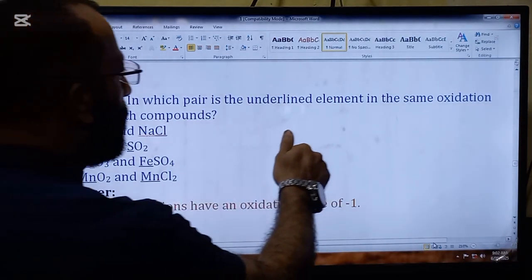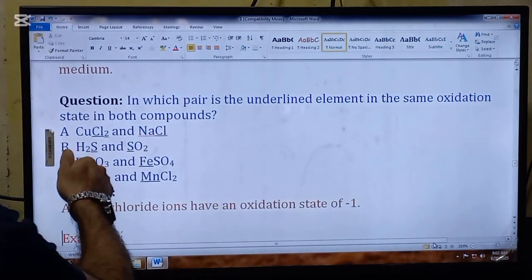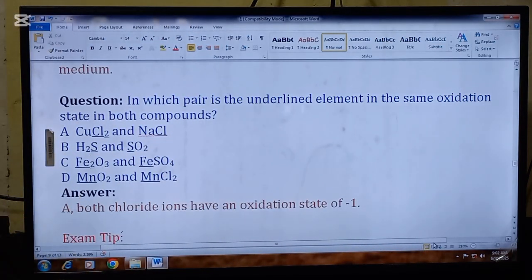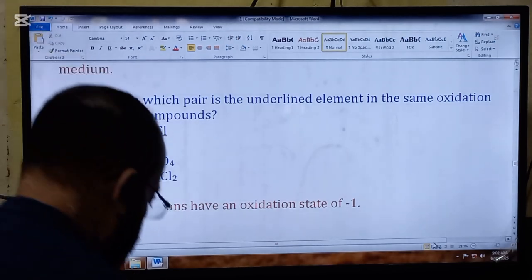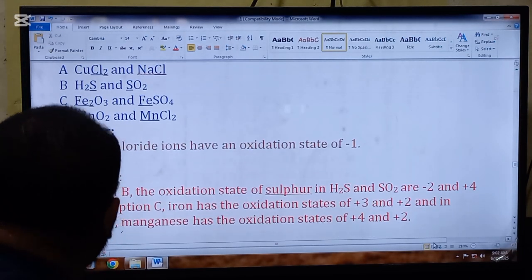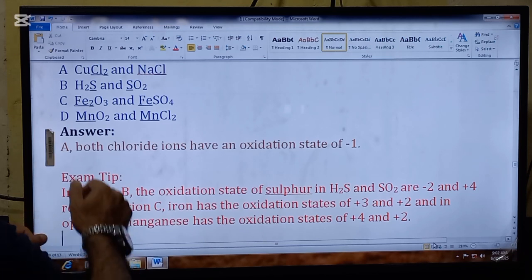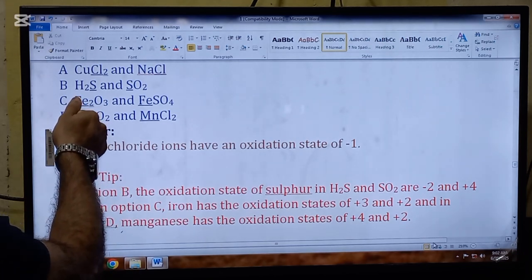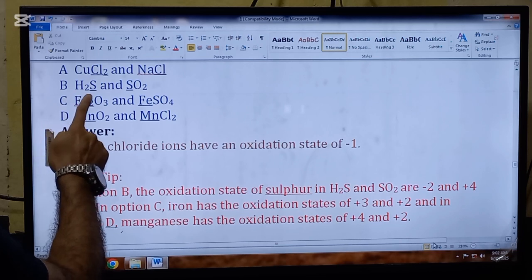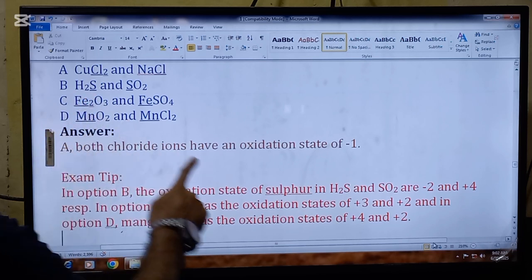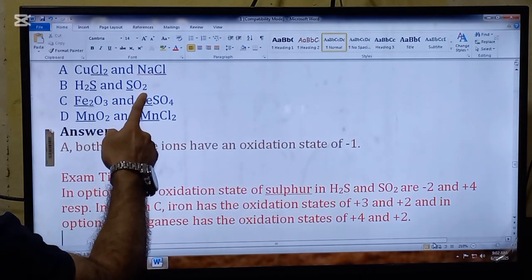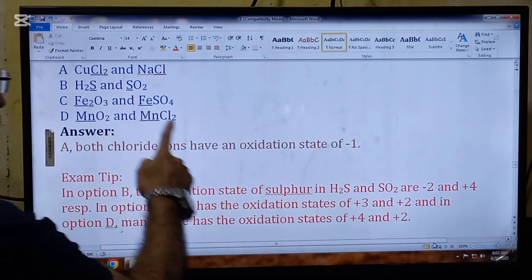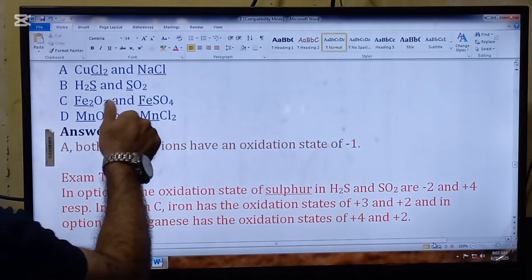Here is another question. In which pair is the underlined element in the same oxidation state in both compounds? So look now. In A part, both chloride ions have an oxidation state of -1. The detail is here in option B. H2 has an oxidation state of +1, that's why S will have an oxidation state of -2, whereas the oxidation state of O2 will be -4, that's why S will have +4.